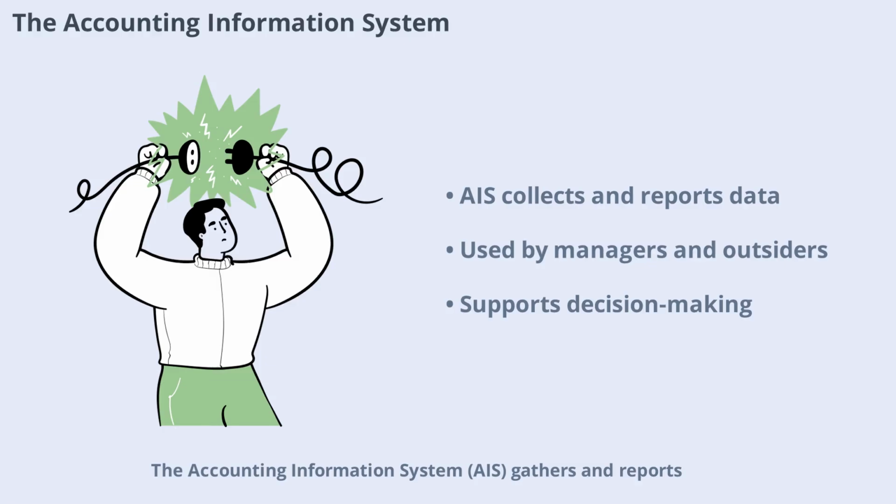The Accounting Information System, AIS, gathers and reports financial data to both internal and external users. Internally, managers use this information to make decisions about spending, hiring, and operations. Externally, banks, investors, and government agencies use it to evaluate the company's financial status. The AIS is the backbone of business decision-making.